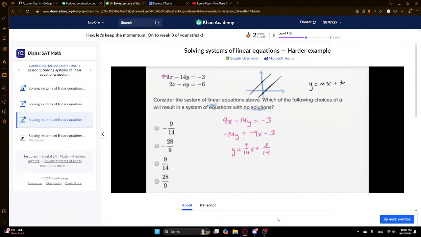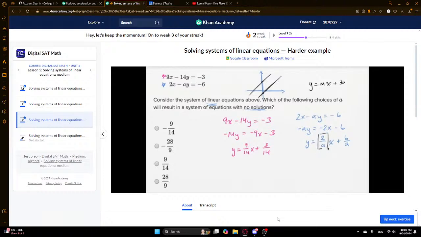Now let me write the second line in slope-intercept form. So I have 2x minus ay is equal to negative 6. If I subtract 2x from both sides, I get negative ay is equal to negative 2x minus 6. And then I can divide both sides by negative a, and I get y is equal to negative 2 divided by negative a, which is positive 2 over ax, and then plus 6 over a.